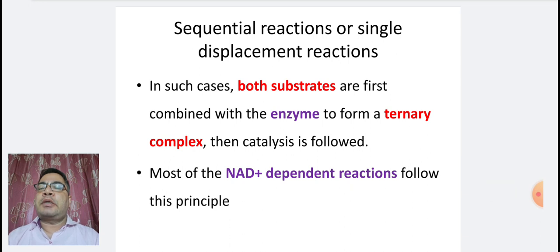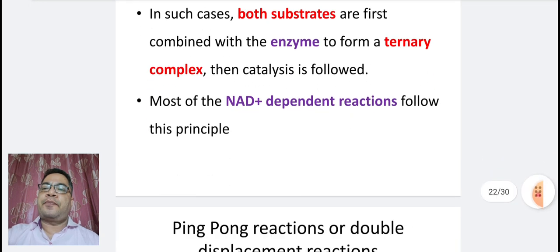Coming to the next part, sequential reactions or single displacement reactions. In such cases, both substrates are first combined with the enzyme to form a ternary complex, then catalysis follows. Most of the NAD plus dependent reactions follow this principle.